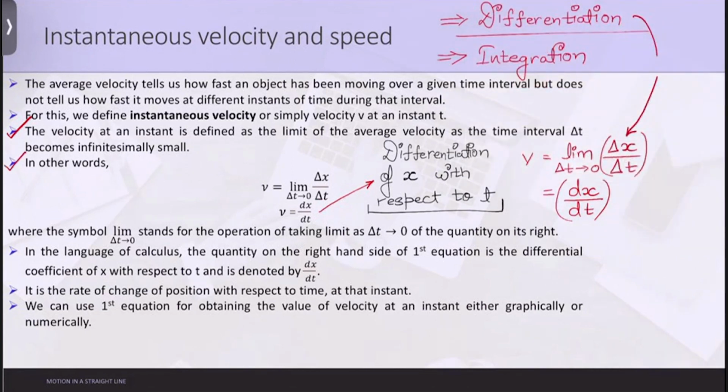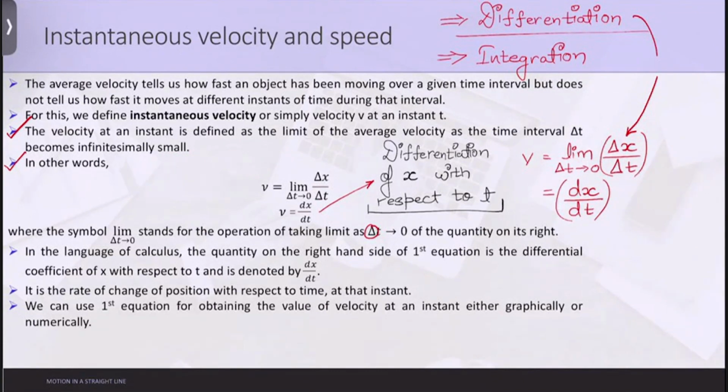Where the symbol limit delta t tending to 0 stands for the operation of taking the limit as delta t tends to 0 of the quantity on its right. This delta has already been explained. Delta is a Greek letter which just tells you to take the difference, not the differentiation, sorry, of the quantity written after it, that is final minus initial. Every word has equal importance. It's nothing but the difference of the final value minus the initial value of whatever is written there.